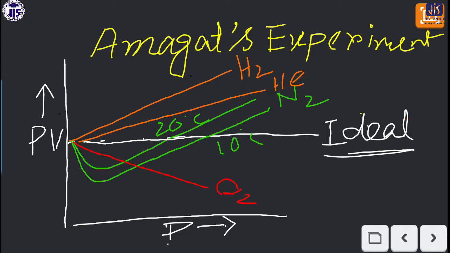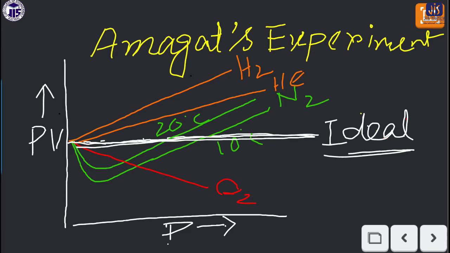Depending on this fact, we have Amagat's experiment, and according to Amagat's experiment, this is the PV versus P graph we obtained, shown in the slide. If it is the ideal gas, then it will be parallel with the P axis. But if it is not the ideal gas, then we see different kinds of graphs here from Amagat's experiment.